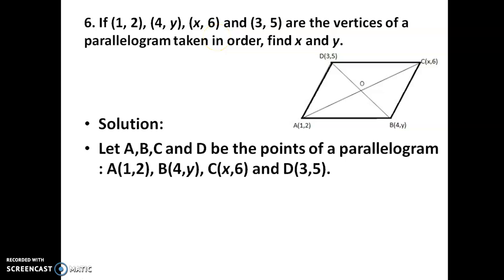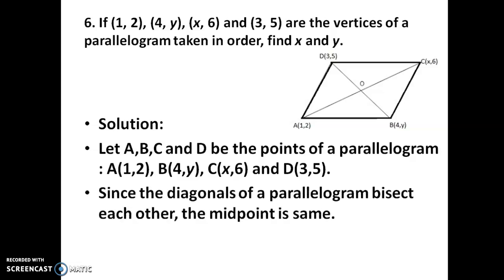So let A, B, C, D be the points on the parallelogram. Then we will name it as A, B, C, D. Since the diagonals of a parallelogram bisect each other, the midpoint is the same. Okay, so they are crossing now.